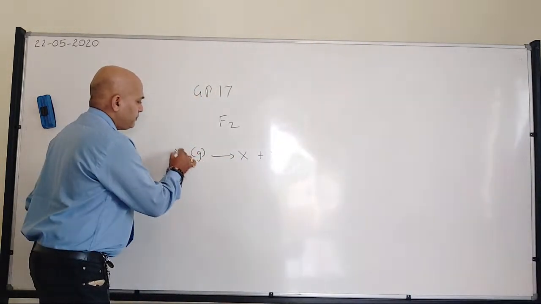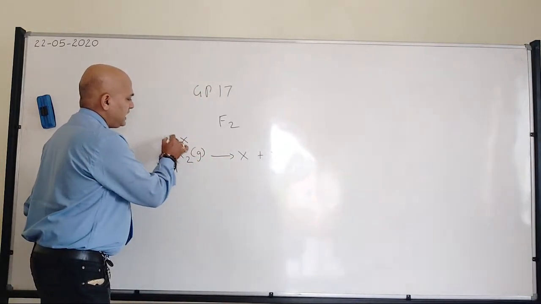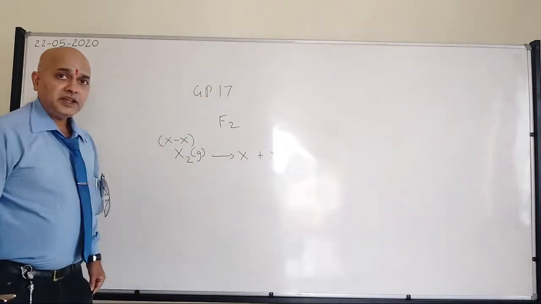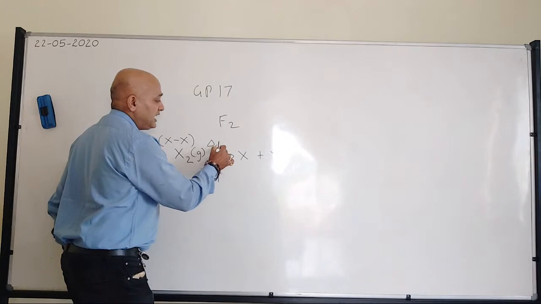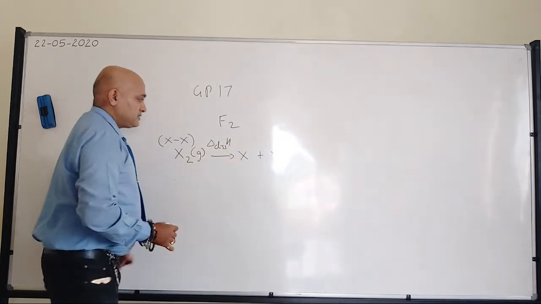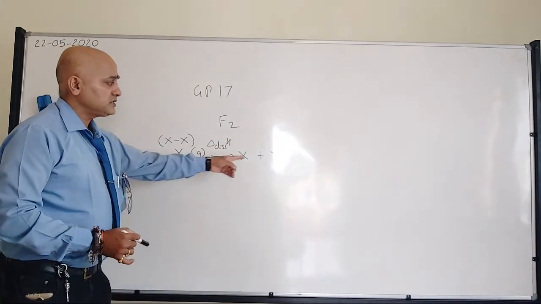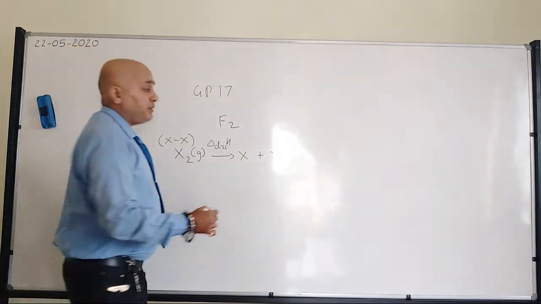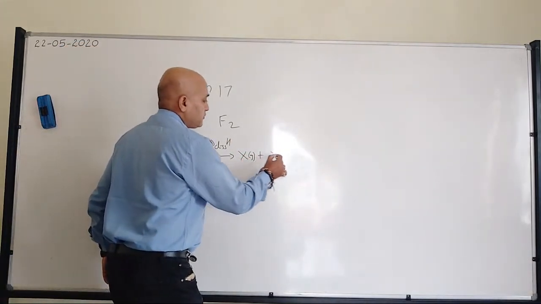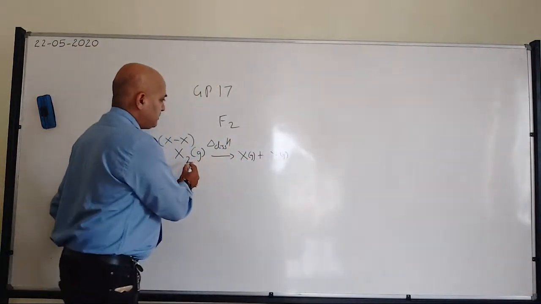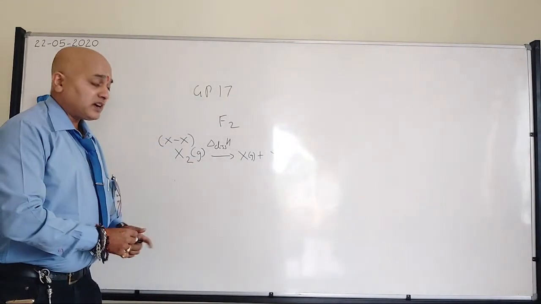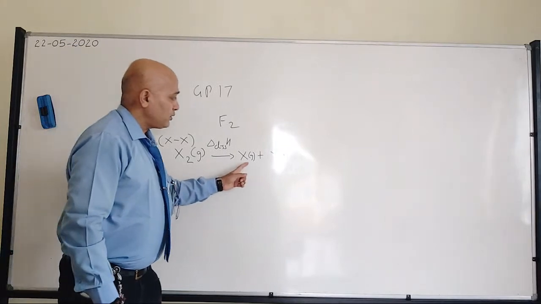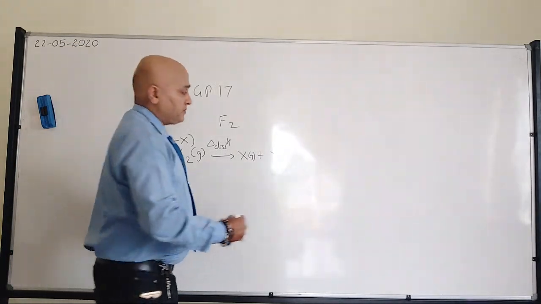There will be breaking of the bond. So this is nothing but bond dissociation enthalpy. Now if you consider the fluorine molecule, it has become fluorine atom, fluorine atom. If you consider the chlorine molecule, it has become chlorine atom, chlorine atom.